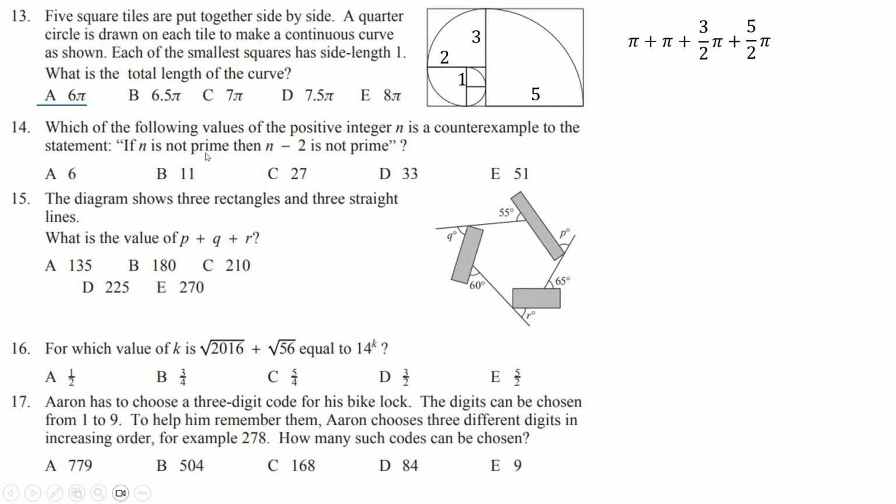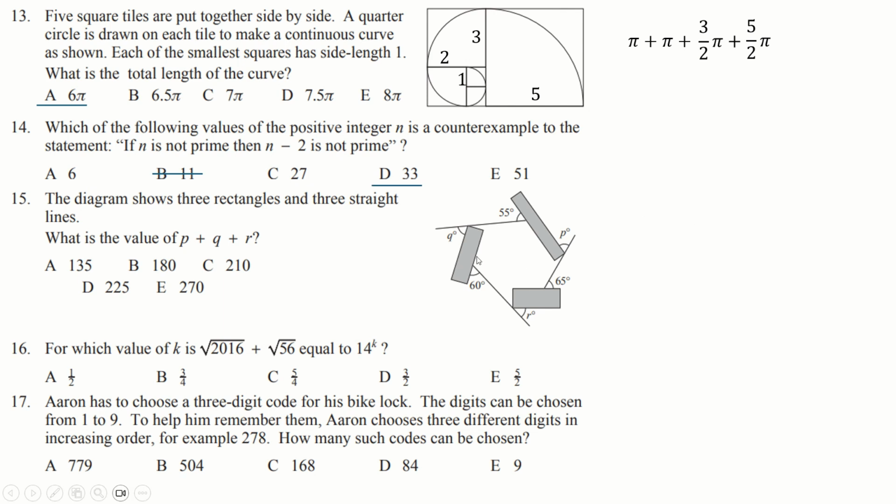If n is not prime, firstly, we need to cross out any options where n is prime, because this is specifically talking about when n is not prime, so b is irrelevant to us, because it says if n is not prime, then n minus 2 is not prime. So this is not prime, n minus 2 is 4, and that's also not prime, so that's not a counterexample, that's just the statement happening. So it's not this. 27 is not prime, 25 is not prime, so again, that's just the statement happening. 33 is not prime because it's 3 times 11, but 31 is, so that is the counterexample to the statement.